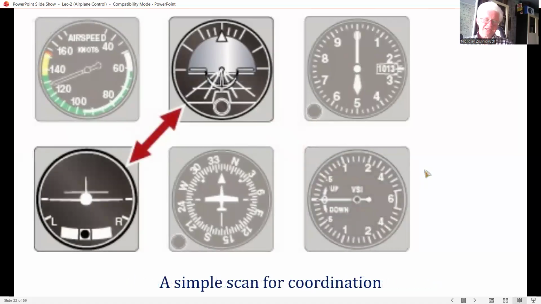Coordination. The AI, while it shows pitch attitude and bank angle directly, does not indicate coordination or yaw. Coordination, sometimes called balance information, can be obtained simply by moving the eyes from the attitude indicator diagonally down to the left, to the inclinometer, to check that the ball is centered with the rudder pressure. The eyes should then return to the AI.